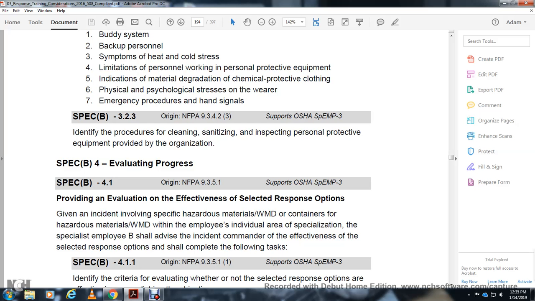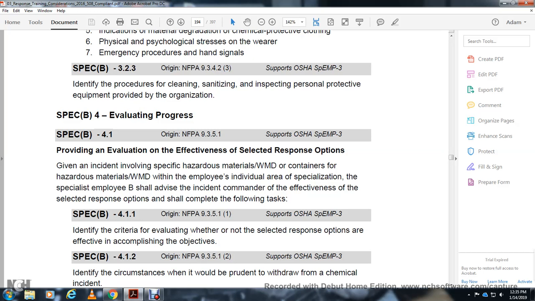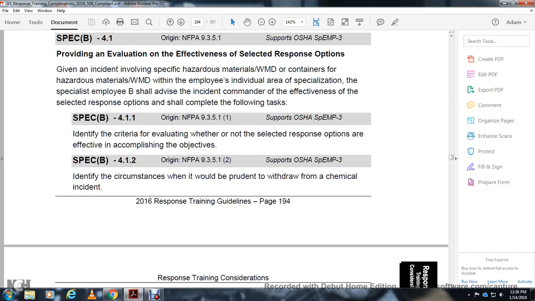Evaluating progress and the effectiveness of the selected response option: for incidents involving hazmat materials or weapons of mass destruction, the specialist employee, as directed by the incident command, shall evaluate the effectiveness of the selected response option and complete the following tasks. Identify the criteria for evaluating whether or not the selected response option is effectively accomplishing the objective. Identify the damage that was produced in the withdrawal from the chemical incident.